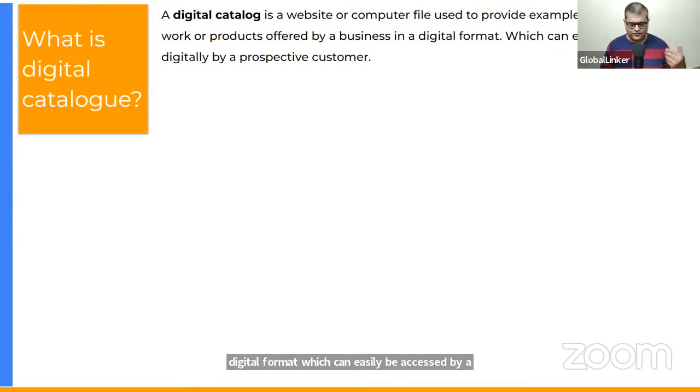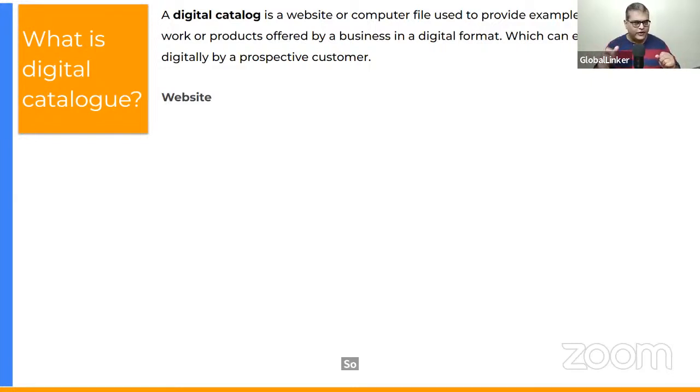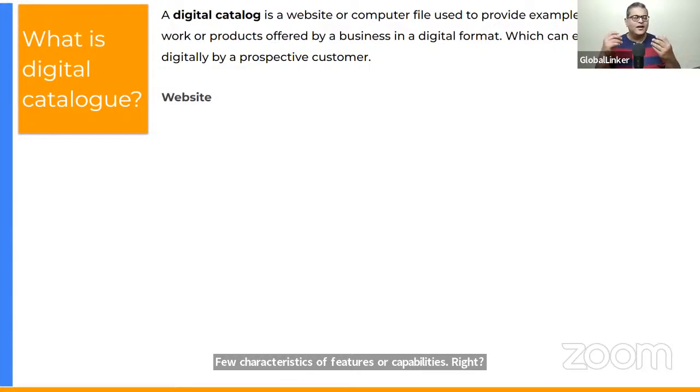Now, that is a fairly theoretical or textbook definition. Let me help you understand in a simpler way. It is a website, but a website with few characteristics or features or capabilities. Feature, capability, or characteristic are terms we can use interchangeably, but it has certain capabilities, or it can do certain things, and only then can a website be called a digital catalog.